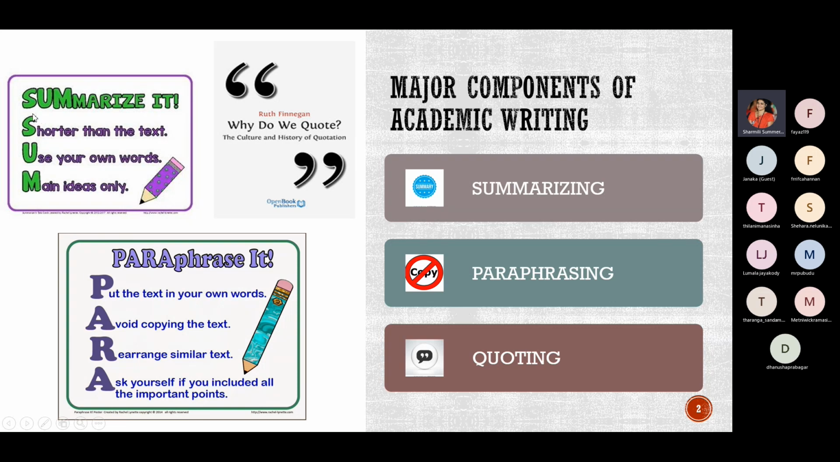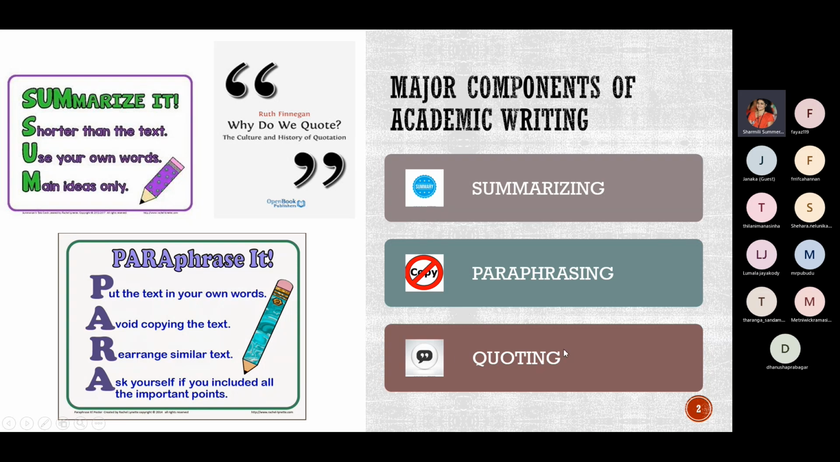So with the acronym SUM, you can use shorter than the text, use your own words, main ideas only. And for paraphrasing, here you can see the symbol, you can't copy. So paraphrasing is a technique we use to prevent copying. Put the text in your own words, avoid copying the text, rearrange the similar text, and ask yourself if you included all the important points or not.